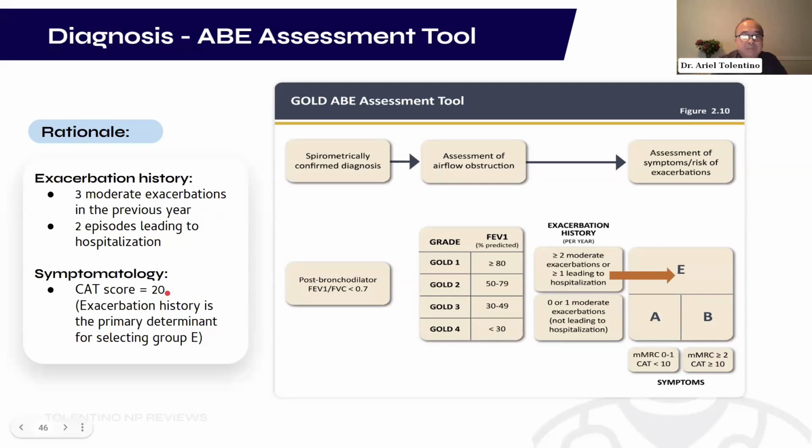Now, it is important to note that the CAT score is not relevant in actually getting that E grouping, because with any CAT score you will end up having an E grouping. So for group E, the most significant influencing factor for the selection of group E would be your moderate exacerbation of greater than or equal to 2 in the previous year, or your hospitalization of greater than or equal to 1 in the previous year. So that's very important. Okay.